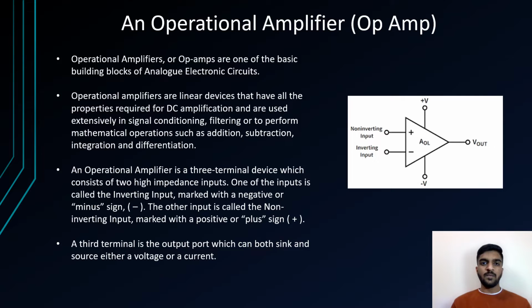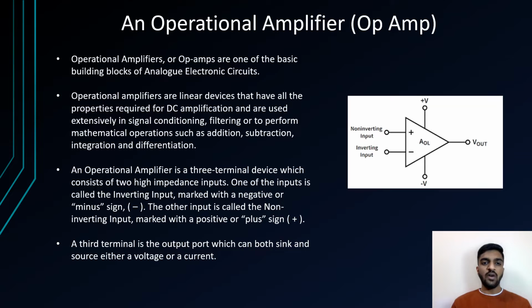Operational amplifier. It is also known as op-amp. They are one of the basic building blocks of analog electronic circuits. Operational amplifiers are linear devices that have all properties required for DC amplification and are used extensively in signal conditioning, filtering, or to perform mathematical operations such as addition, subtraction, integration, and differentiation.